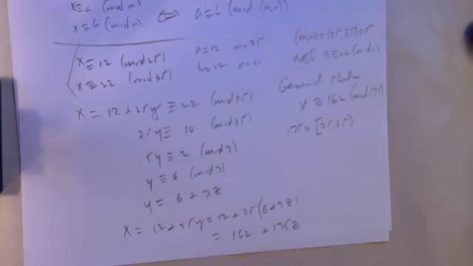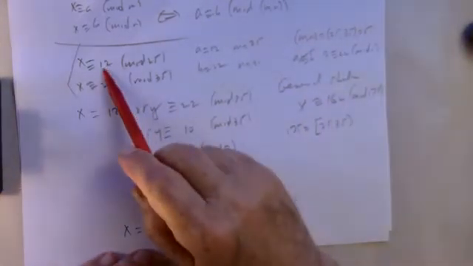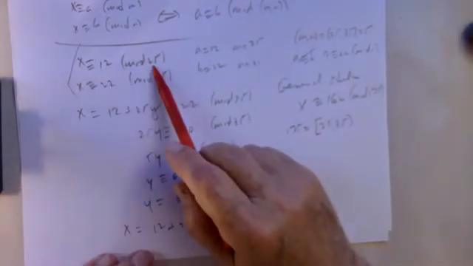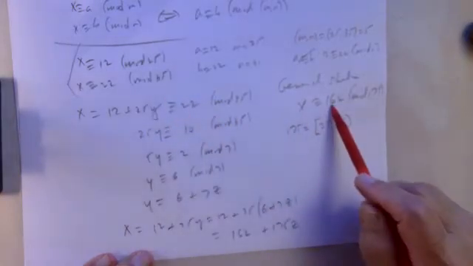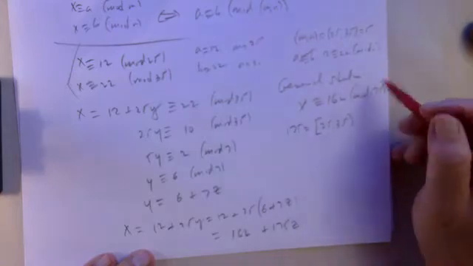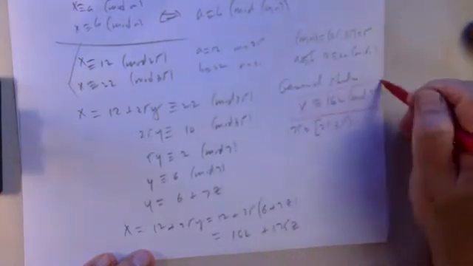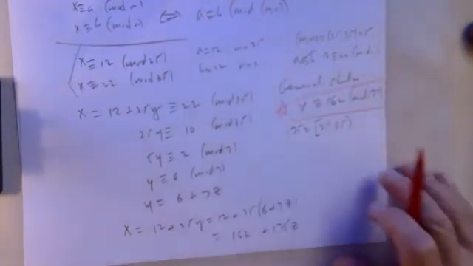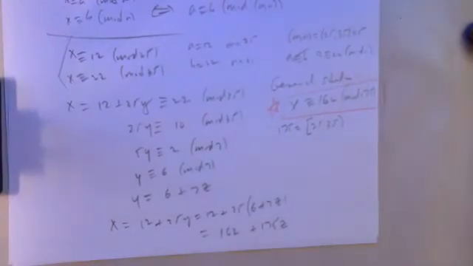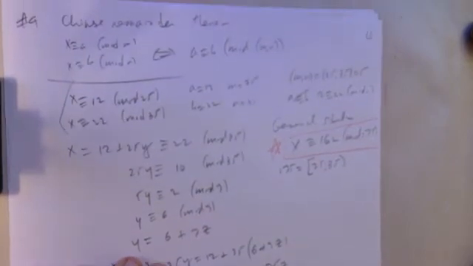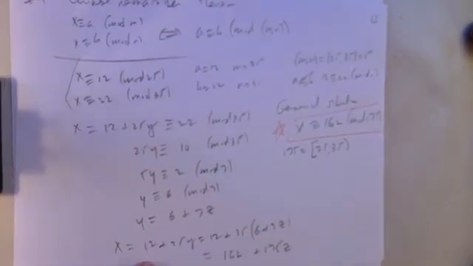Let's just check. 162 minus 12 is 150. That's divisible by 25. 162 minus 22 is 140, and that's divisible by 35. So that is the solution. I might be going through this too quickly, so if you have any questions about anything I did, just ask me.